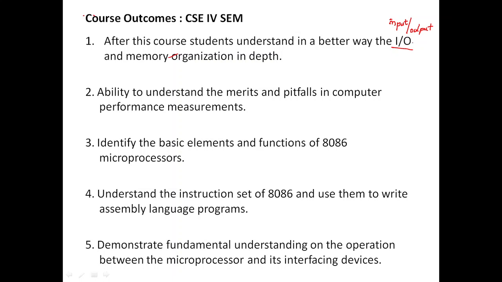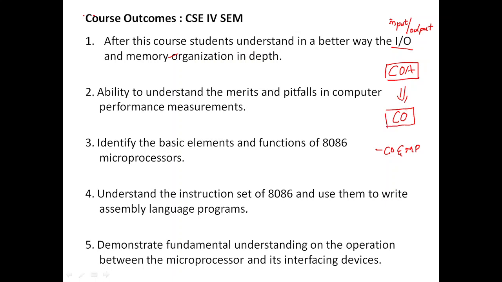The subject is COA, computer organization and architecture. If you go for JNTU, you will find COA. Now you have CO, only computer organization, and for IT students it is CO and MP, computer organization and microprocessor. Let us discuss CO, in the sense computer organization.